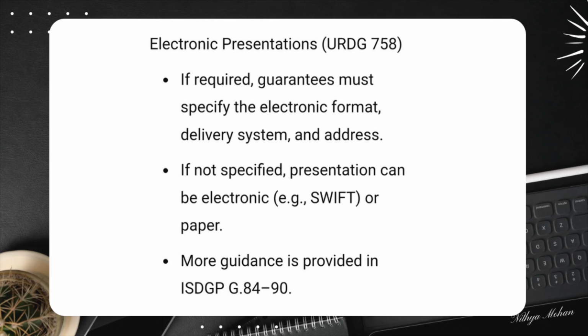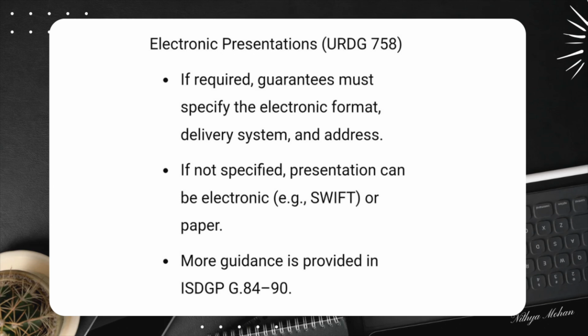Second, Swift messaging rules. Swift message type must align with URDG 758 requirements. If a specific authenticated Swift message type is required, only that type can be used, unless it is no longer available, in which case an alternative may be used. Third and last one, proprietary banking platforms. Some banks provide secure online platforms for beneficiaries to upload documents. If such a system is used, the guarantee should specify the system name and version number.